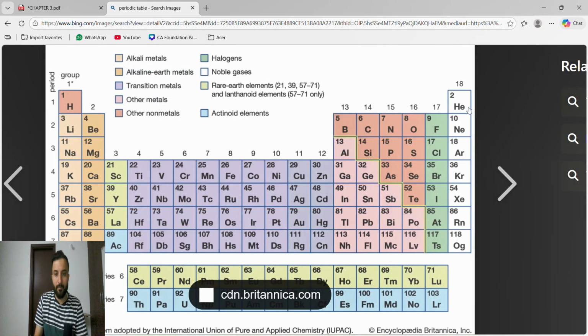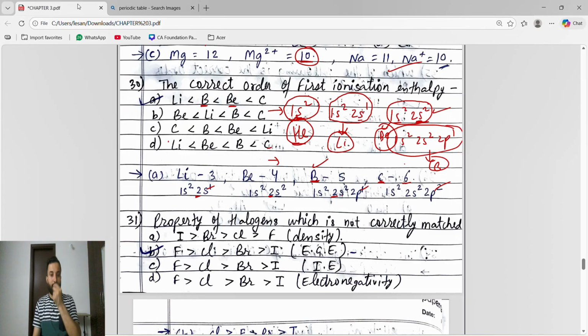So after helium, lithium, beryllium, boron. So beryllium will be the more, then boron, then lithium. Correct? So guys, what will happen? For the first ionization enthalpy, we will just see the atomic number and where it is present in the periodic table. Along the period, high ionization enthalpy; down the group, low ionization enthalpy.